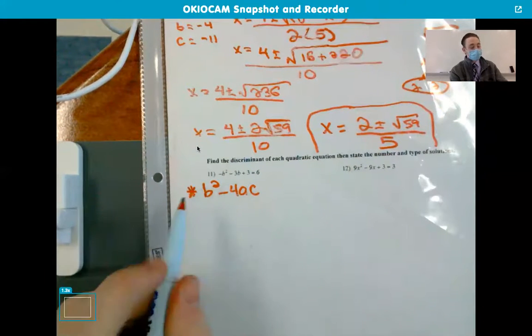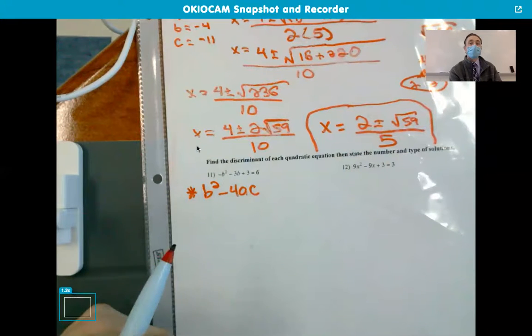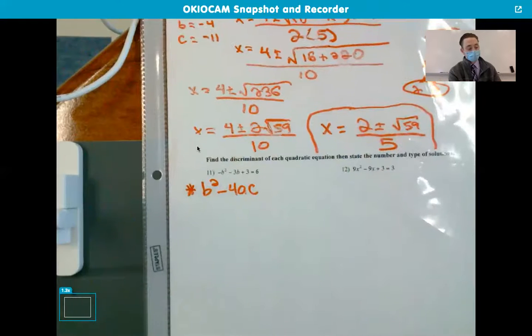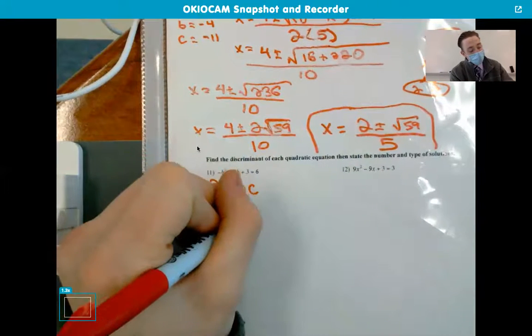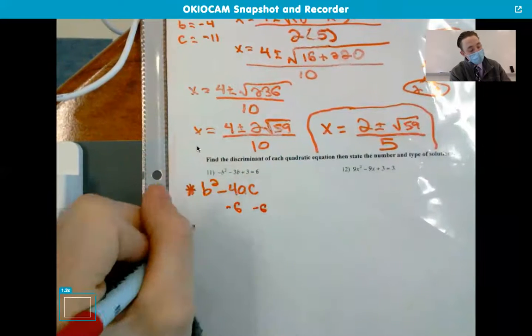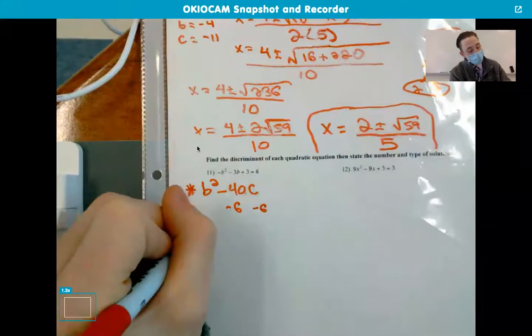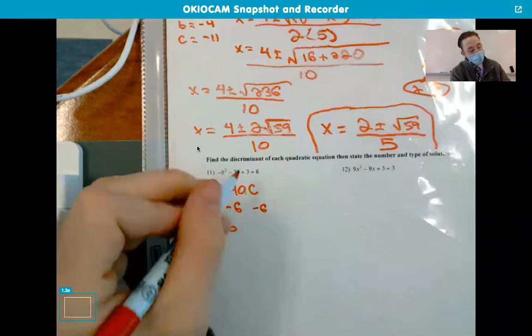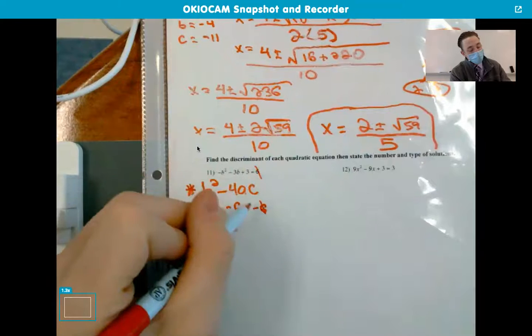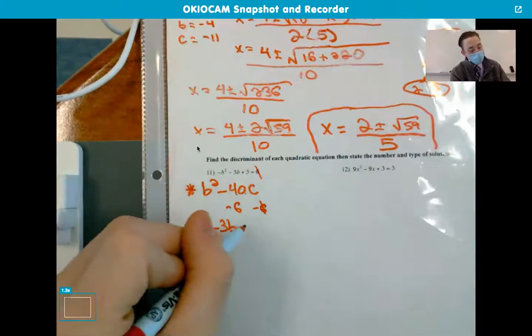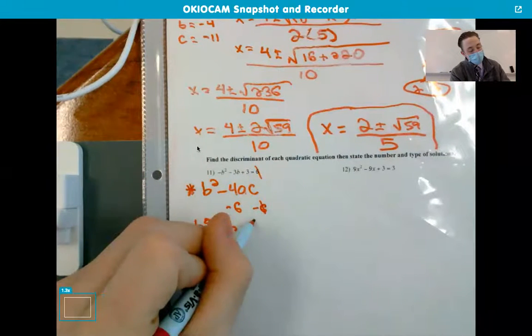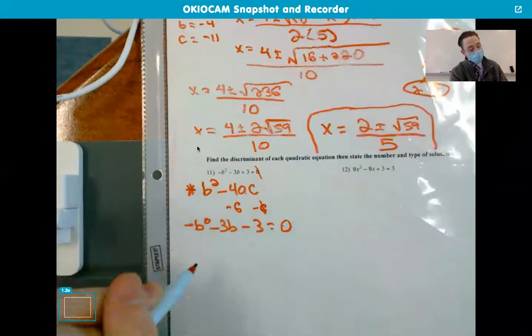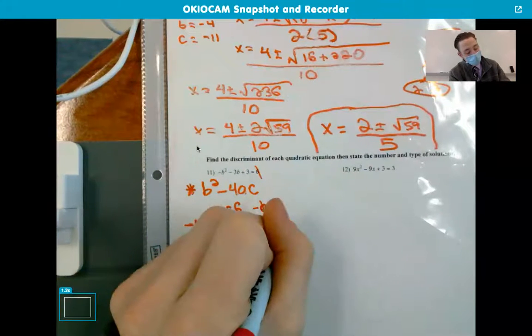In number 11, what's the first thing that I would need to do? Because I need to make sure my equation is set equal to 0. So what might I want to do for this example? Right, subtract 6. So I subtract 6 from both sides. I'll have negative B squared minus 3B. The 6's will cancel over here. 3 minus 6 is going to give me negative 3, which is equal to 0. So I'm good to go.